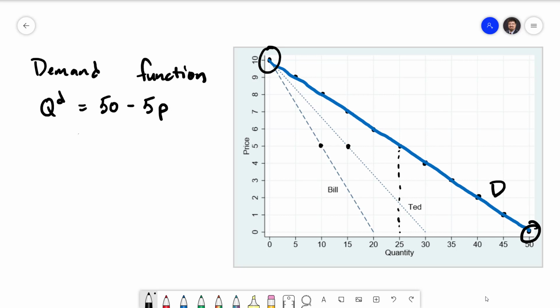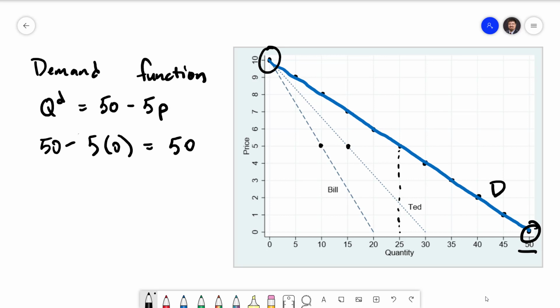The quantity intercept is the easier one. What is true of the price at that point? Well, the price is 0. So we can simply put a 0 in for the P and get 50 minus 5 times 0, which is just 50. That matches up with our intercept.